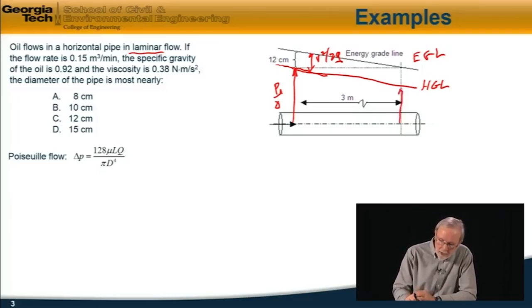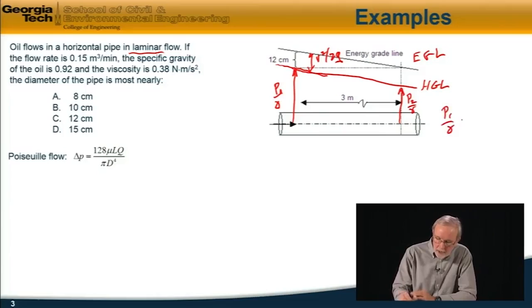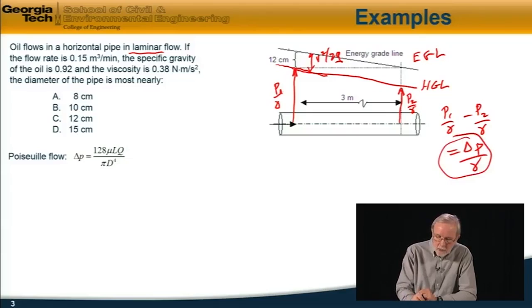But the drop in the hydraulic grade line here, if the pressure head is P2 over gamma, is the drop in the pressure head, P1 over gamma minus P2 over gamma, which is equal to delta P over gamma, where delta P is the pressure drop in the pipe. So in this case, you can see that delta P over gamma is equal to the drop in the energy grade line, which is 12 centimeters.